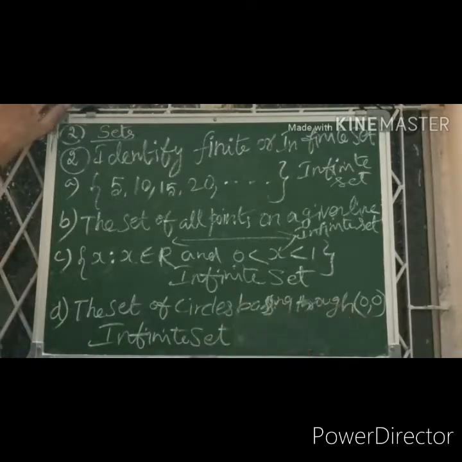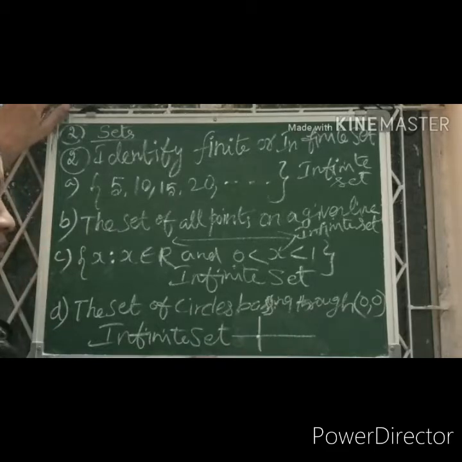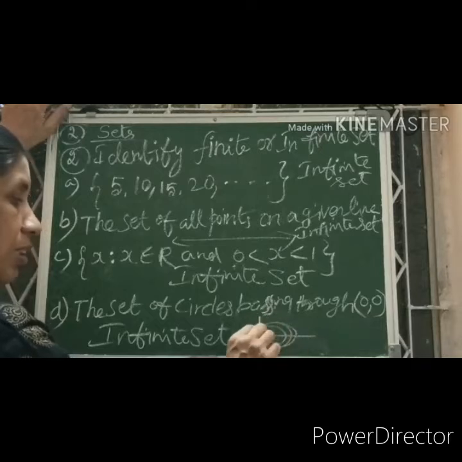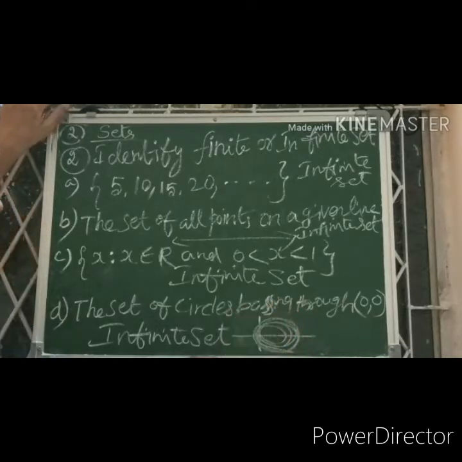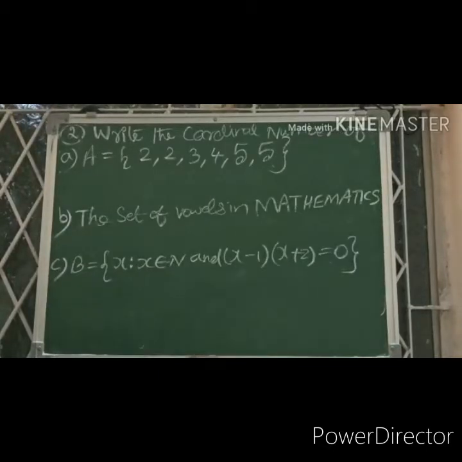Circles would pass through the origin. You can draw so many circles passing through the origin. It is an infinite set. So if you draw the figure, this is the origin. How many circles can you draw? So many circles you can draw passing through the origin. Therefore, we cannot count 1, 2, 3, so many with different radius you can draw. It is an infinite set. That's all. Next, note it down. Now see, I will explain next.